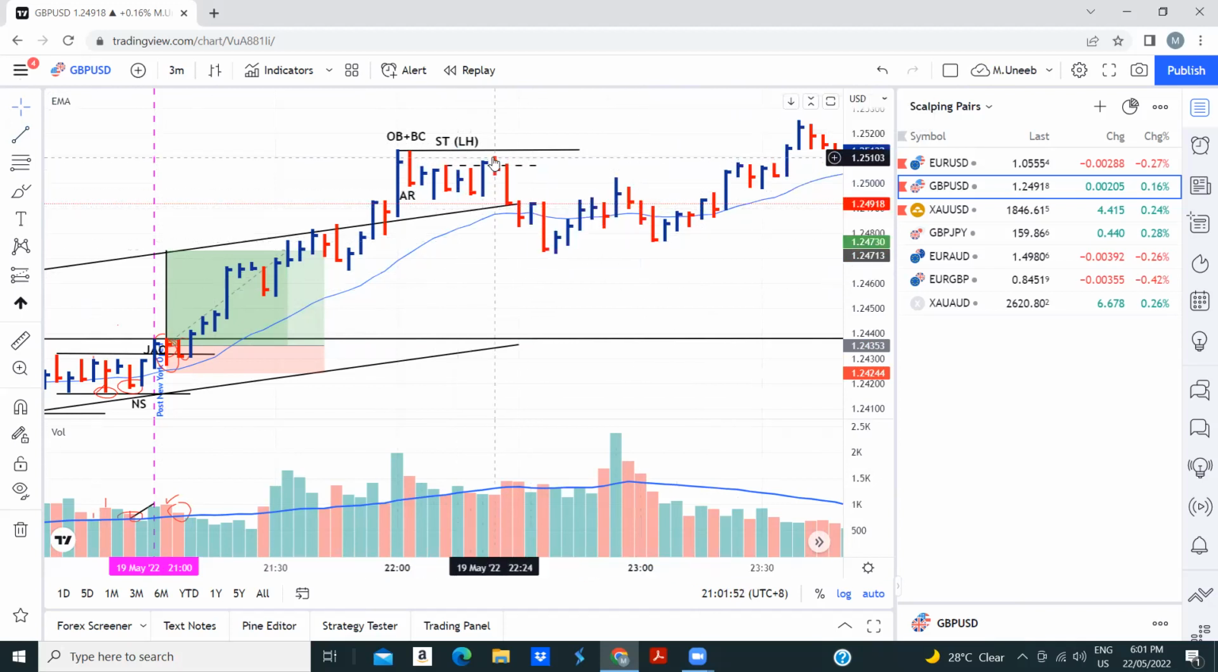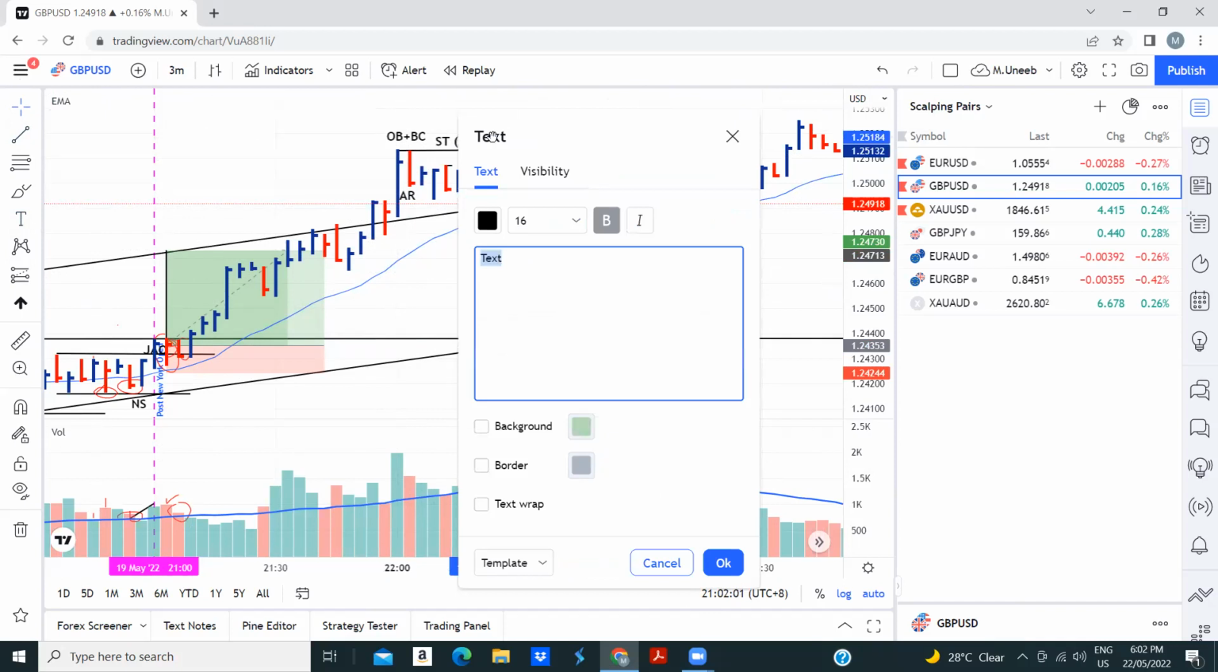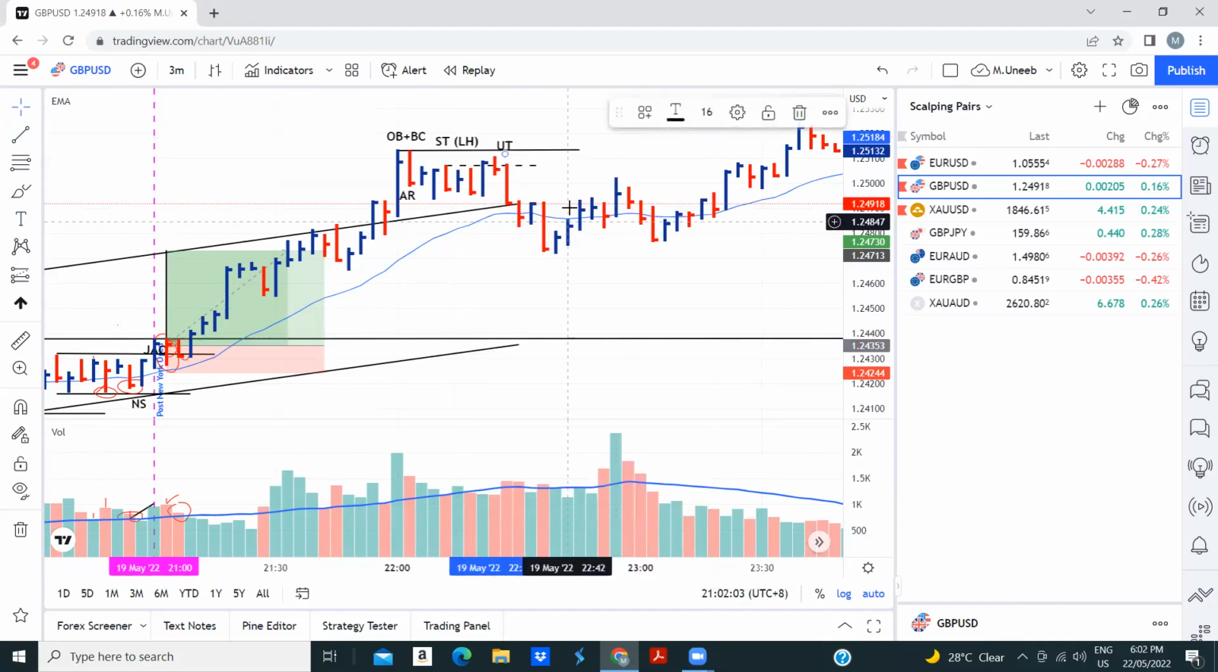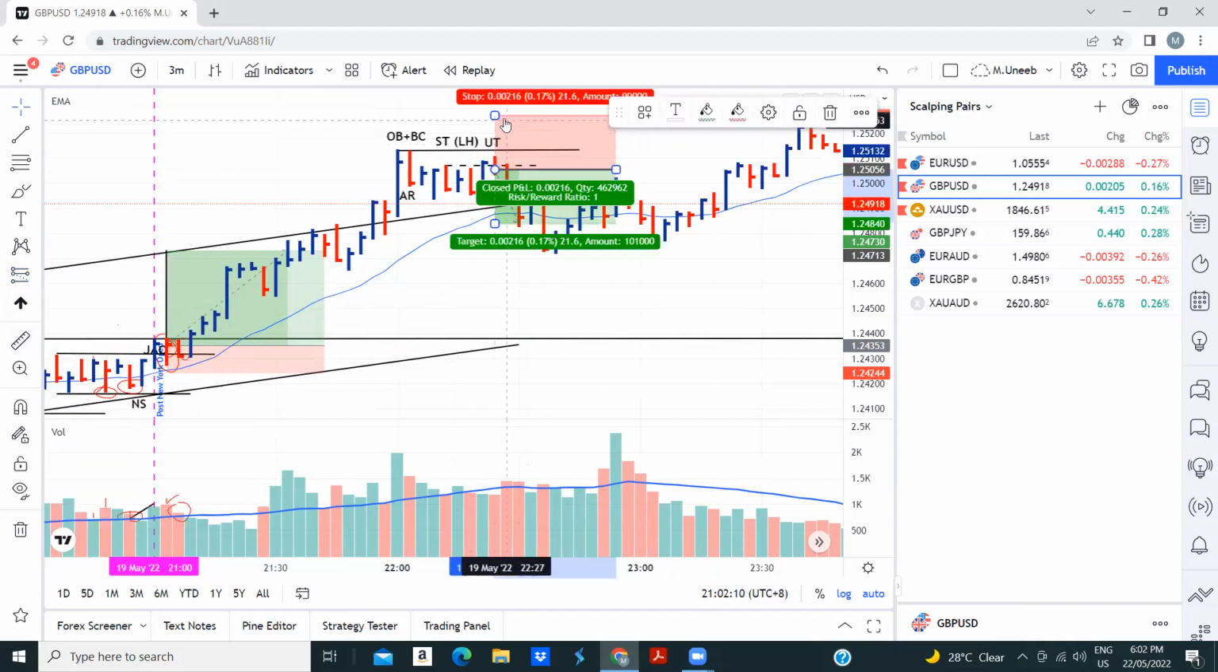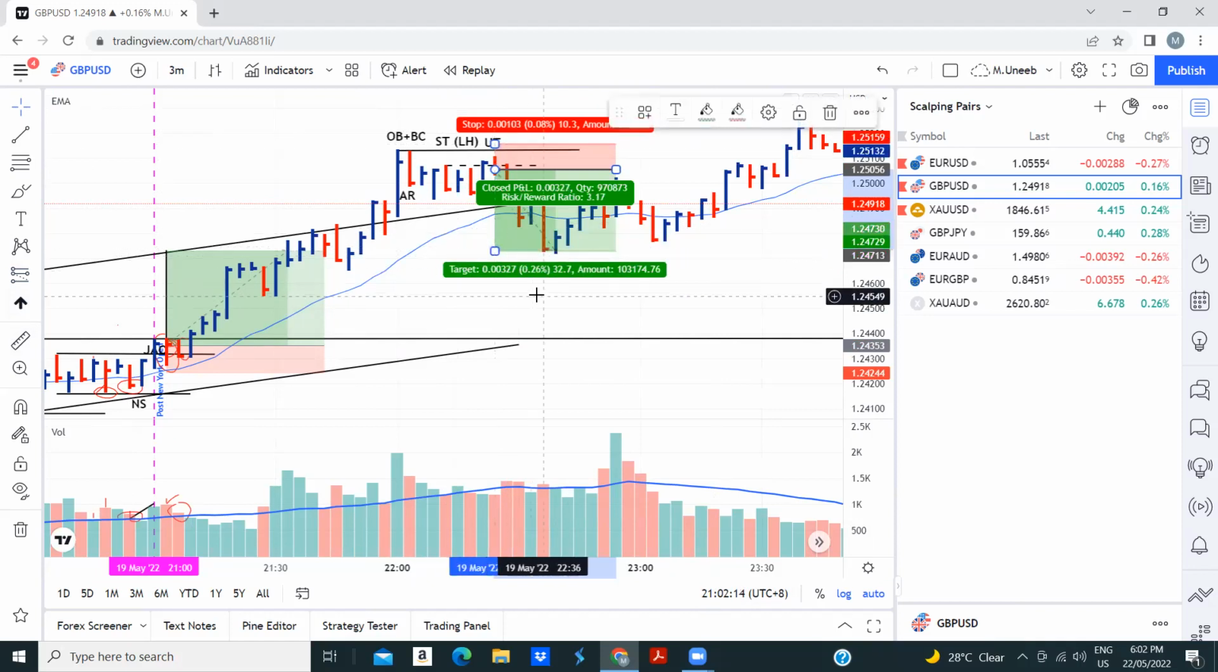Now, once we enter this trade, once we enter this market, what do we notice here? The price went up, then declined. What is this? UT, right? Up first. Yep, UT. And now with this UT, you can execute your trade. Stop loss would be right over here, and this is 3.17.